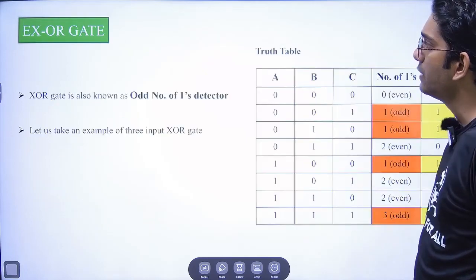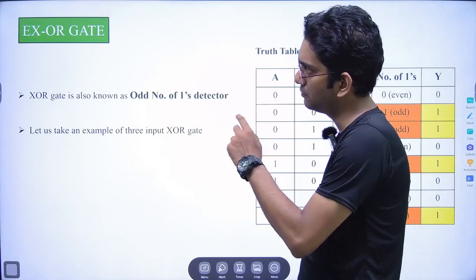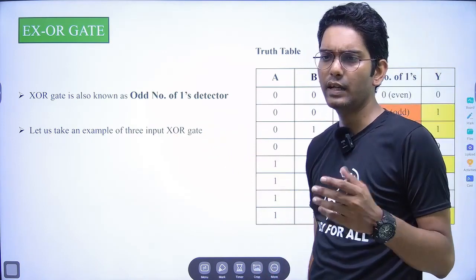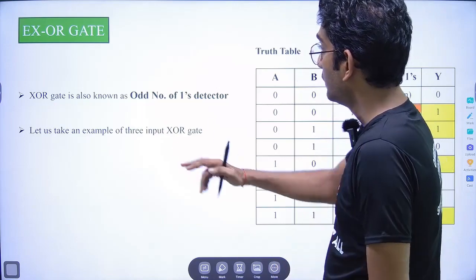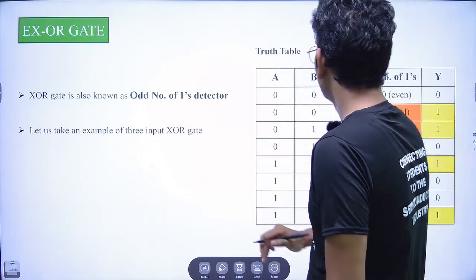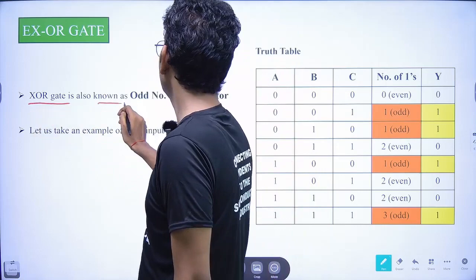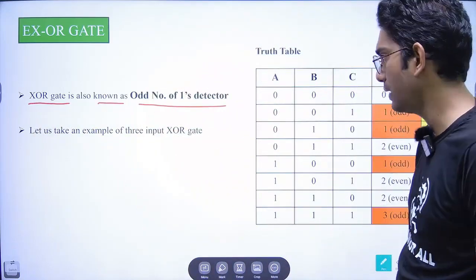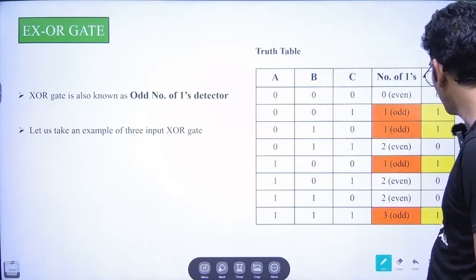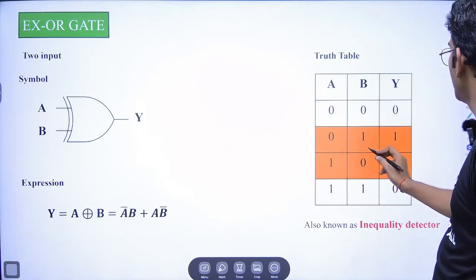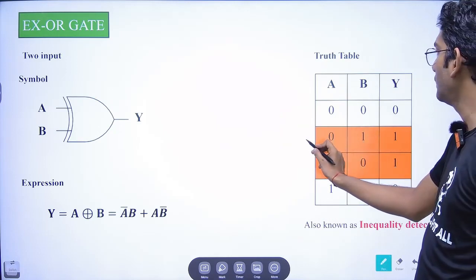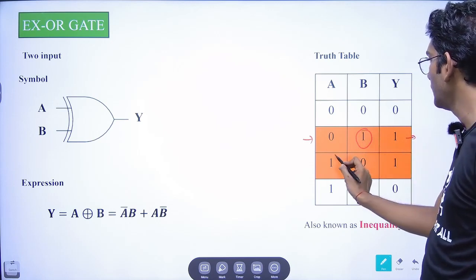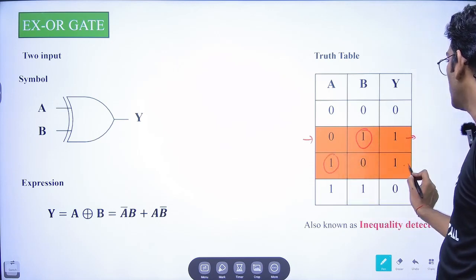Fine. Now coming to the next thing, likewise I had told you about the 3 input NAND gate and so on. The XOR gate is also known as the odd number of ones detector. Right? Here you can see in the previous slide also, what is happening? Only one of the inputs was 1, so it is giving the output as 1. Here only one single 1 was present, so the output was 1. Fine.